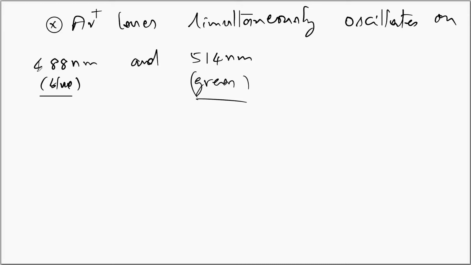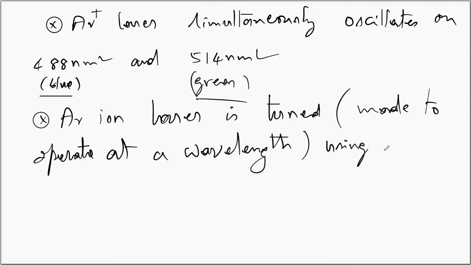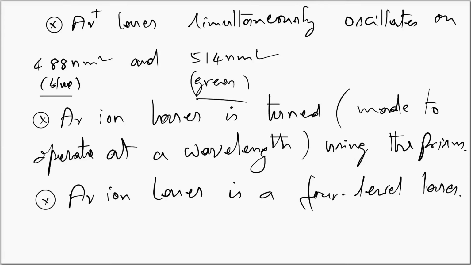The intensity of 488 nanometers and 514 nanometers is almost the same. That is the reason why we use a prism in the argon ion laser to tune it to operate either at this wavelength or at this wavelength. The argon ion laser is made to operate at a wavelength tuned using the prism. Now we shall look at the electronic energy levels involved in the argon ion laser. The argon ion laser is a 4-level laser.